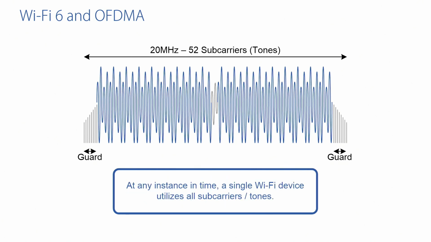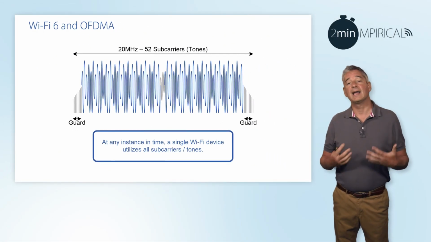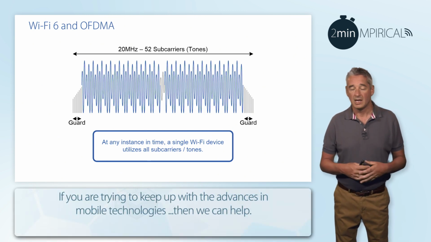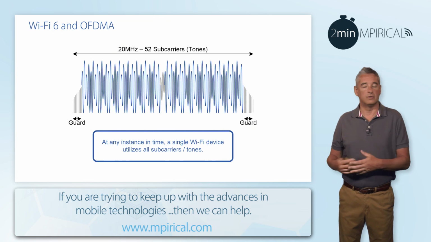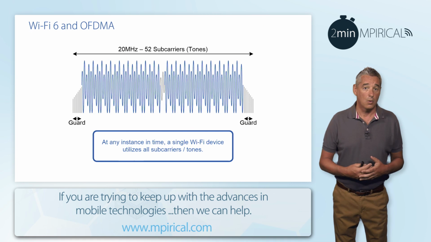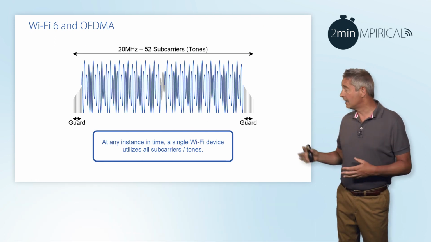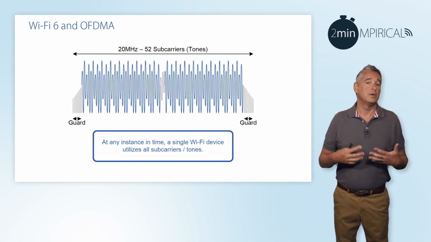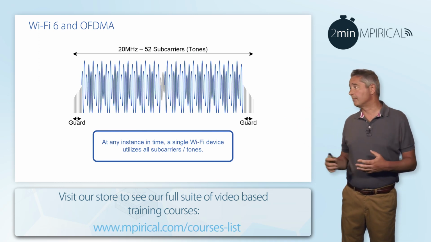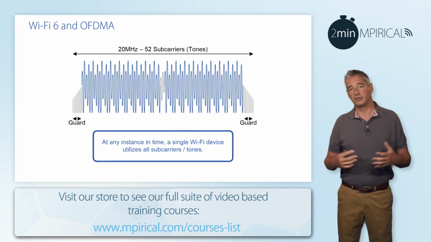And this fundamentally meant that all of the available subcarriers or tones were going to be allocated to a single device at any instance in time. Now, Wi-Fi 5, or Wave 2 version of this, also introduced what was called multi-user MIMO, where we could have multiple users on the wireless medium at the same time. However, they'd be on different streams, with each device still using all of the available subcarriers. In this example, across the 20 MHz channel bandwidth are 52 available subcarriers or tones.